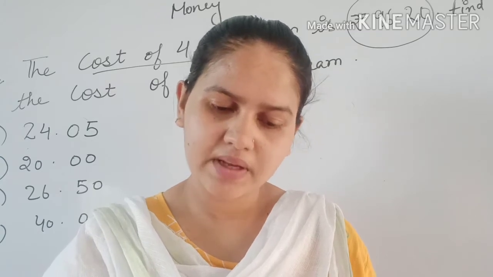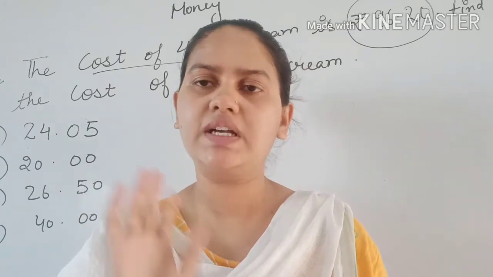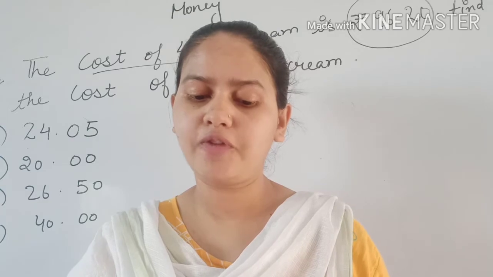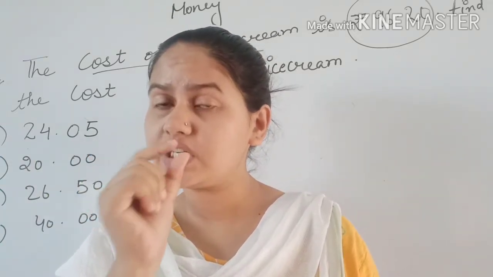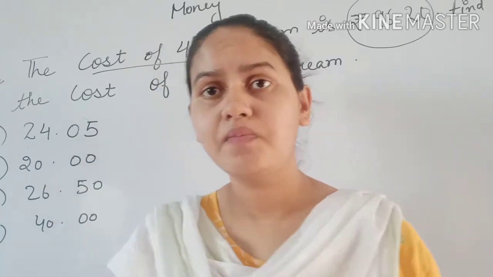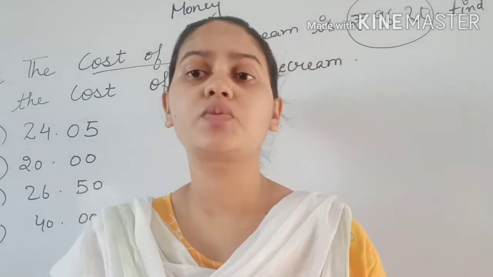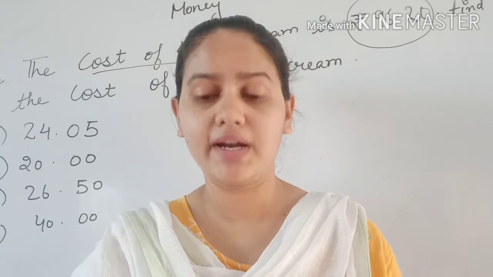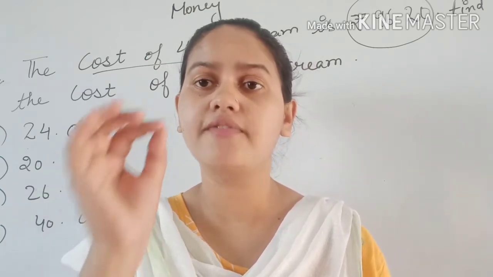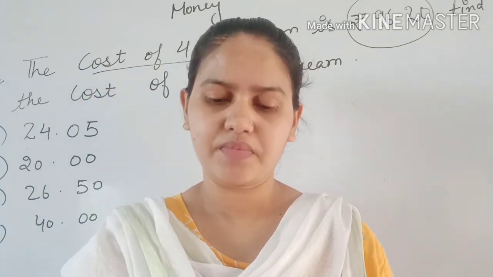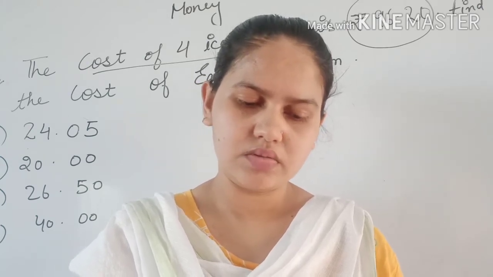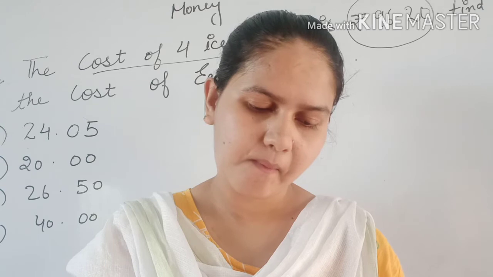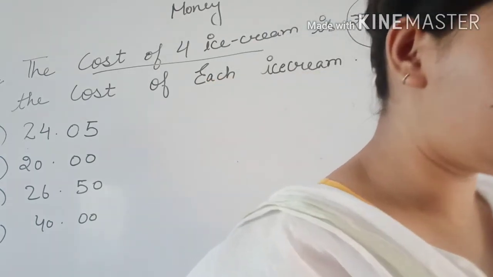Okay, so in money, as Vineet bought 3 t-shirts, we have to find what he paid in all, and the cost price of 1 t-shirt is given to us. But here the cost price of 4 ice creams is given to us, and we have to find the cost price of each ice cream. Okay, now let's find out first.